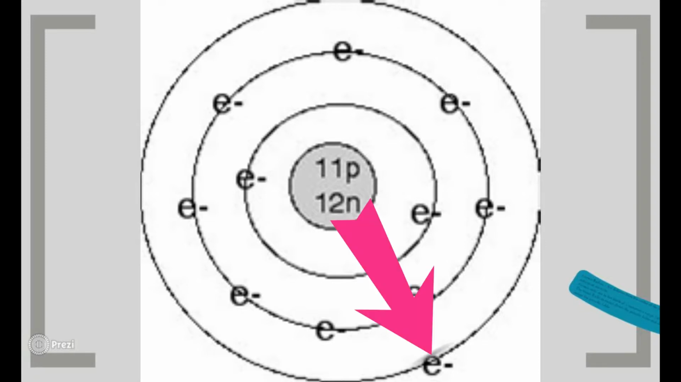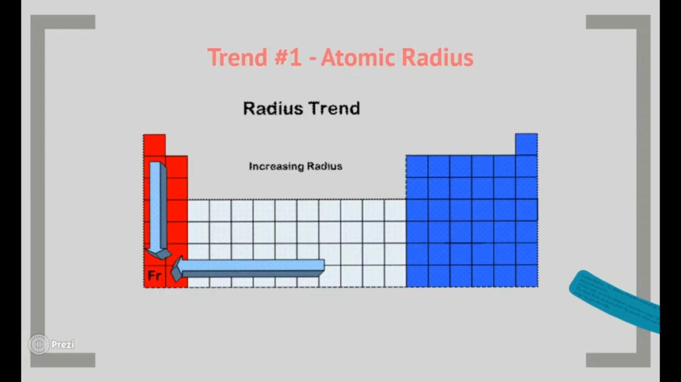Radius is from center to outside. In an atom, it's from the center, the nucleus, to the outermost electron. Well, if the outermost electron's free floating around here, that's going to be a bigger radius. So let me give you an atom here.